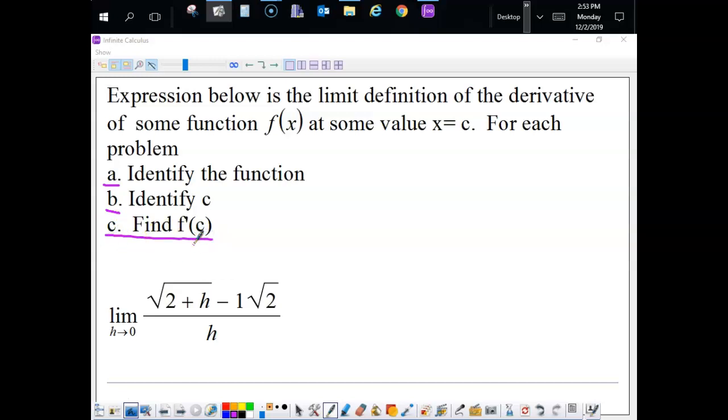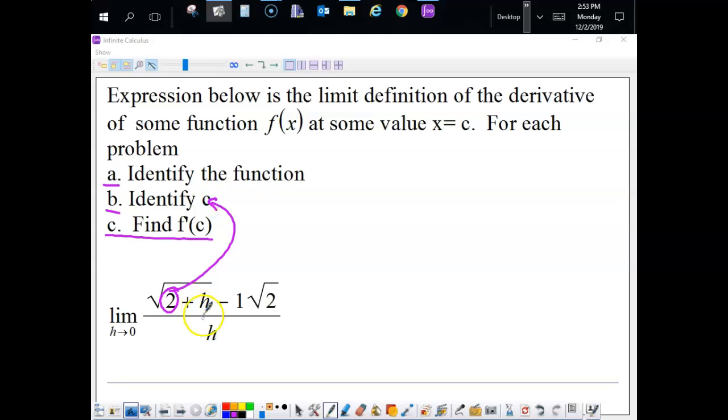Now, some of these derivatives I'm giving you, you could probably just do the limit like we've been doing, but it's up to you how you want to go ahead and solve it. So now, in these problems, whenever you're looking at the regular limit definition of a derivative, this number is your c.